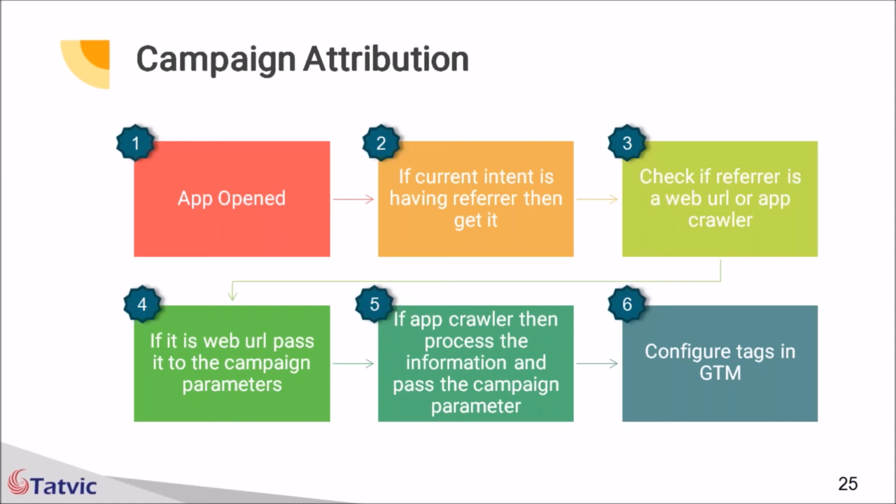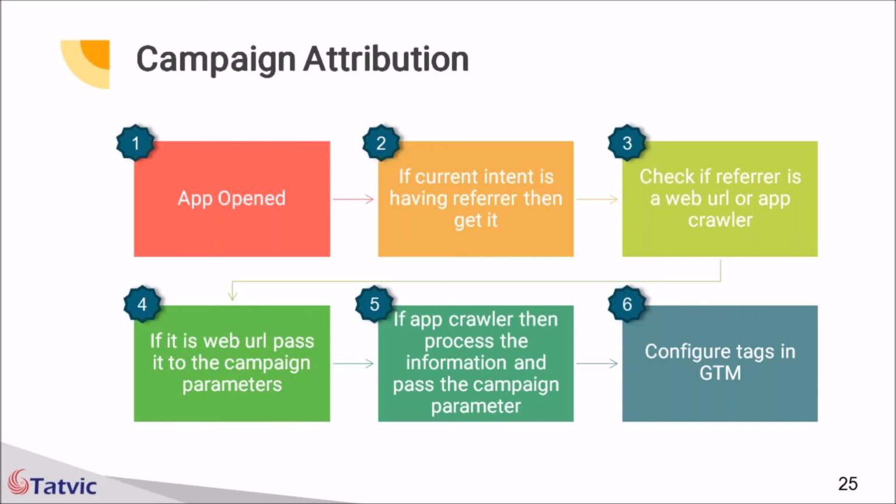So if the app is open, let's say the user has opened the app, you need to check whether the intent is having any referral or not. If I'm a user and I'm opening the application from a deep link, then there might be another referral available with my deep link, and the application will receive that referral. So I need to check that referral, and I need to get it back from that particular URL.